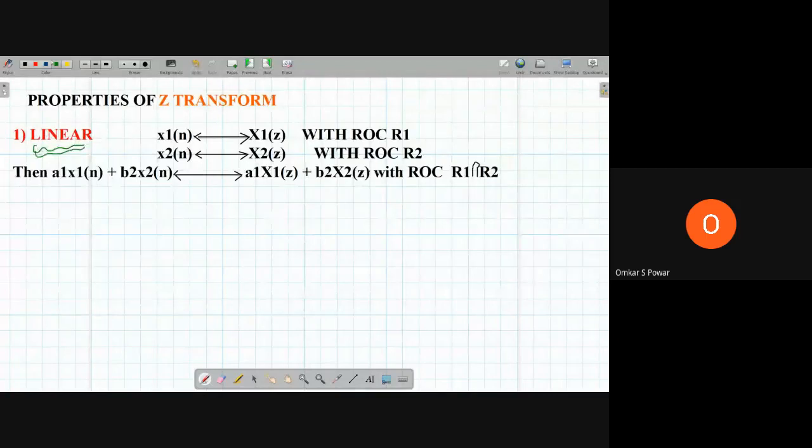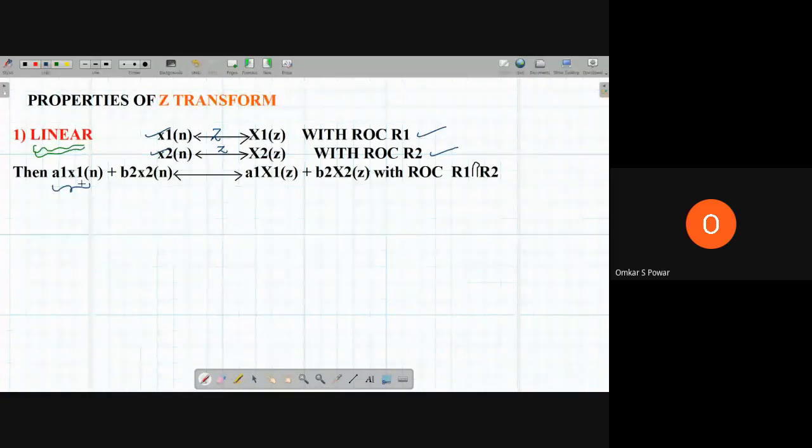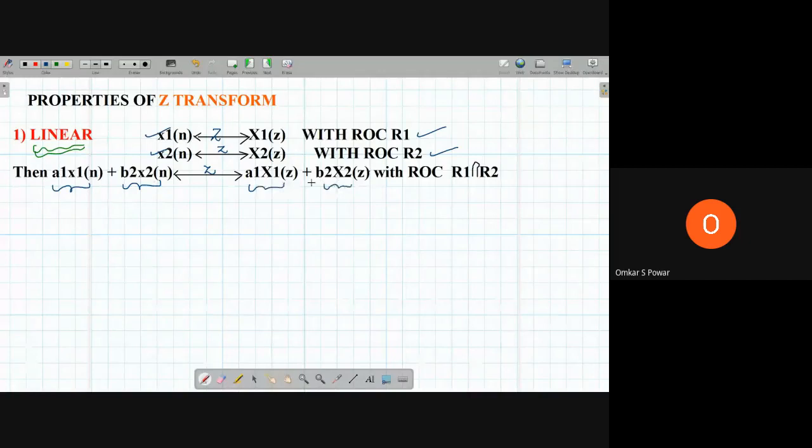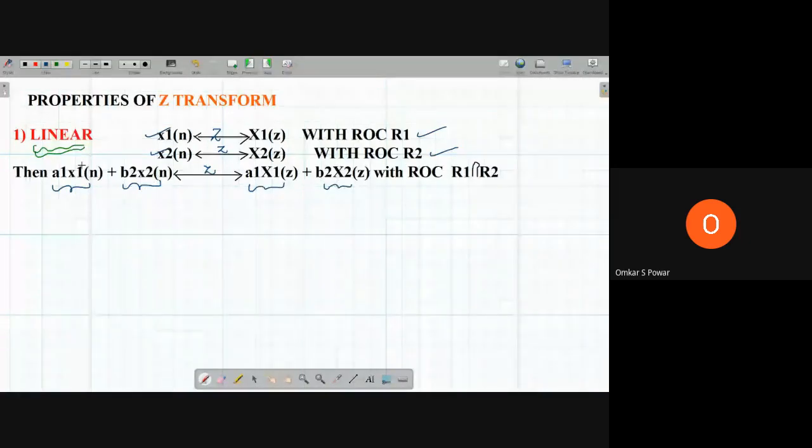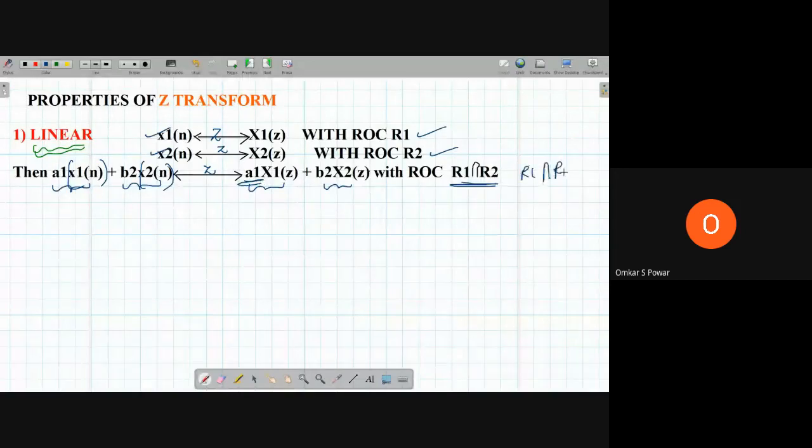So what does it say? According to the linearity property, if the Z transform of x1 of n is X1 of z and the Z transform of x2 of n is X2 of z, with ROC R1 and ROC R2, then the Z transform of a1 x1 of n plus b2 x2 of n is a1 X1 of z plus b2 into X2 of z, with ROC R1 intersection R2. So we have to prove this. Let us prove this one.